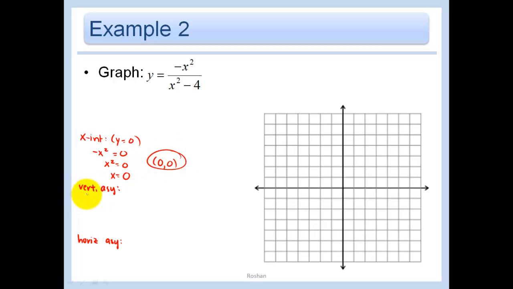What is the vertical asymptote? The vertical asymptote is what x cannot be. So when does the denominator, in other words, x squared minus 4, equal 0? Well, that's when x squared equals 4, x equals plus or minus 2. So x equals 2 and x equals negative 2 are our vertical asymptotes. Let's draw them in at negative 2 and at 2.